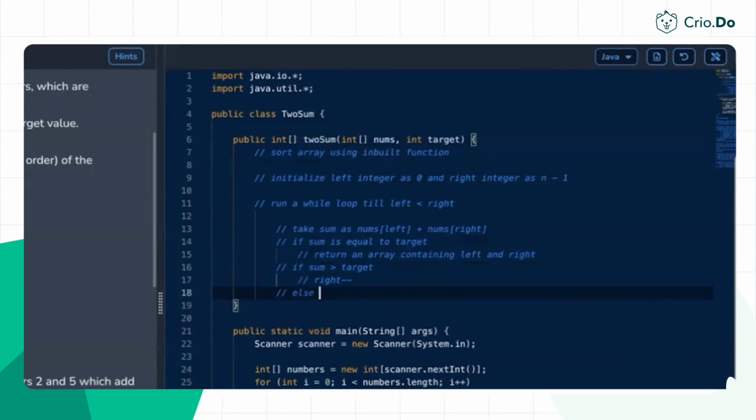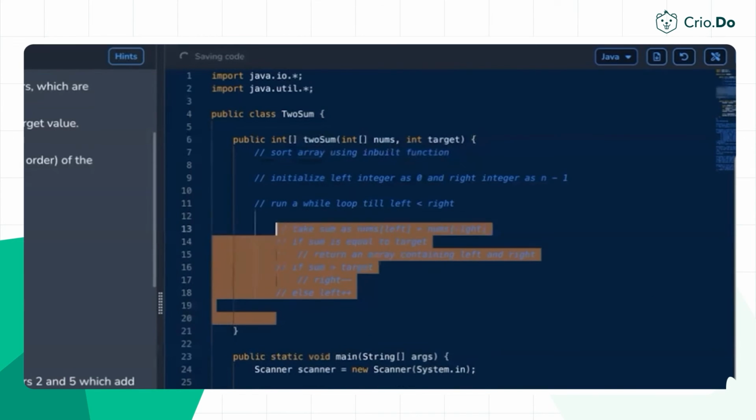And if the sum is obviously not greater than target and not equal to target, then it will be less than target. And if it is less than target, what should we do? Increase the sum. How can we increase the sum? By making left pointer plus plus, that is, go towards the right side. This makes the sum increase because the array is sorted.